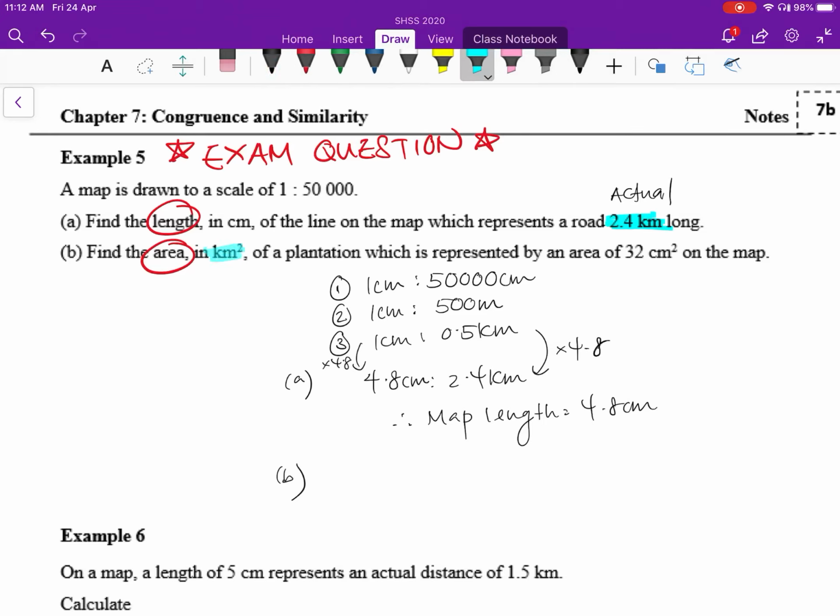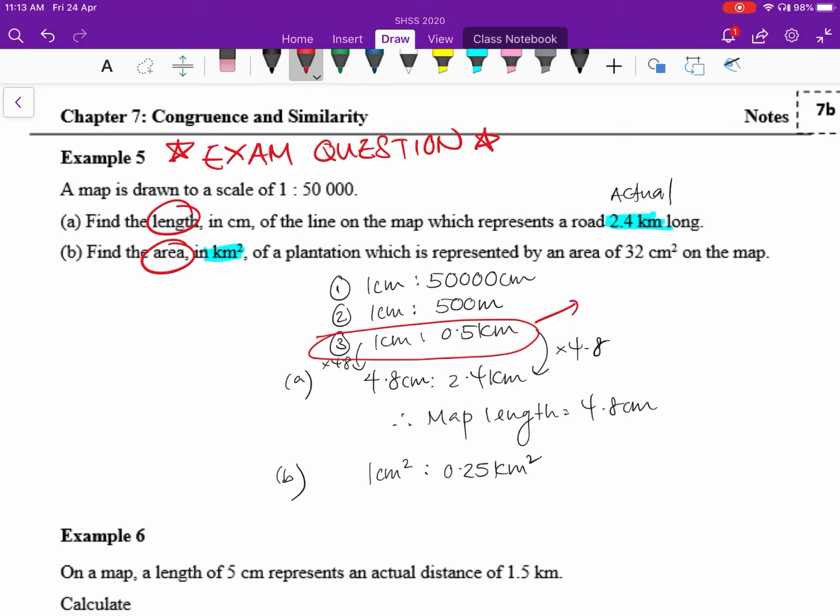Part B, find the area in km square. In km square. If it's in km square, would you use 1, 2 or 3? You will use 3 because it's already in kilometers. Of a plantation which is represented by an area of 32 cm square. So what you need to do is to square it. So it's that 1 cm square is 2. You take 0.5 times 0.5. You get 0.25 km square.